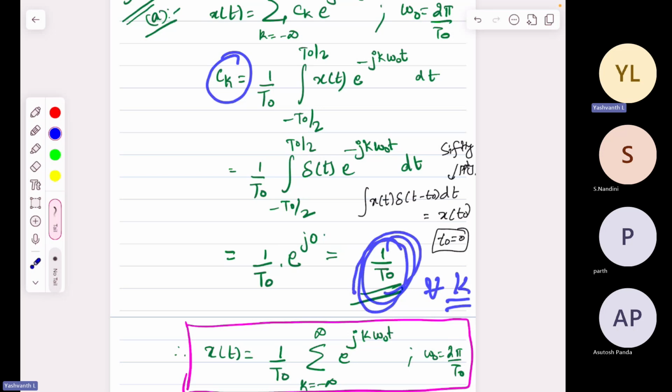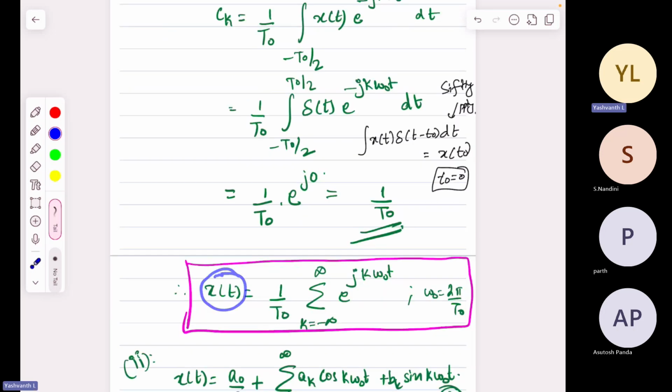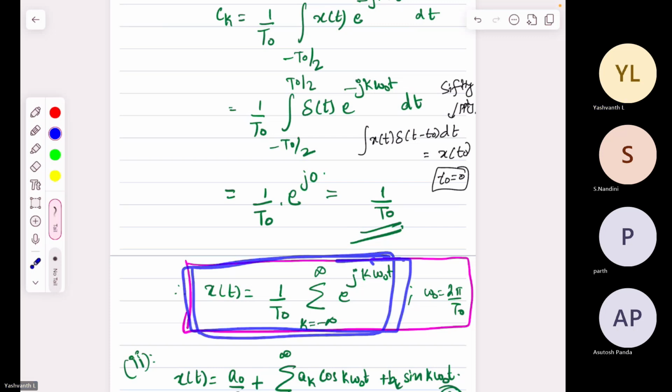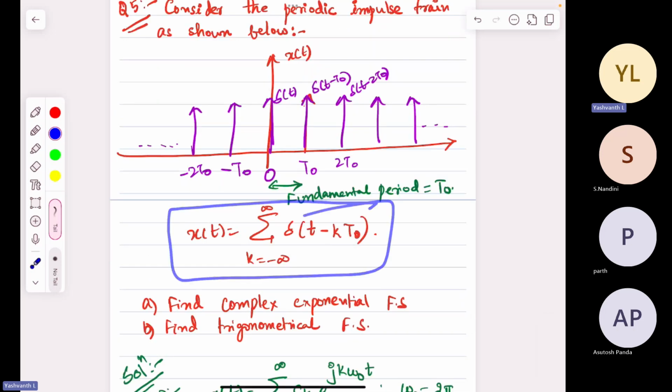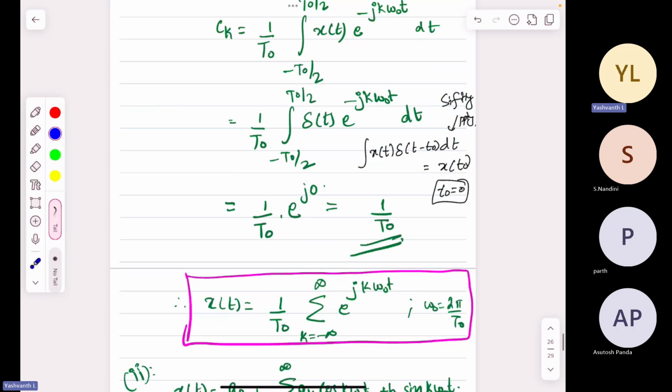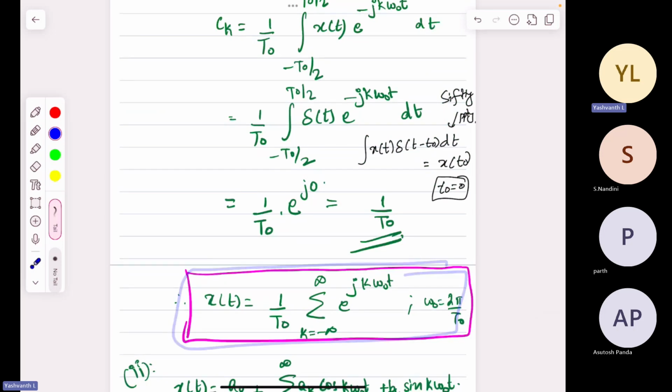This doesn't depend on the small k for which you're computing the Fourier coefficient. And this holds even for k equal to 0, right? Because there is no 0 by 0 form coming here. Therefore, x of t is equal to 1 by t naught summation k equal to minus infinity to plus infinity e power j k omega naught t, where omega naught is equal to 2 pi by t naught. In fact, in many places we will use this expression as an alternative representation of this summation over delta functions. Both are the same, just that we are representing it in a Fourier series way. This is the complex exponential Fourier series.